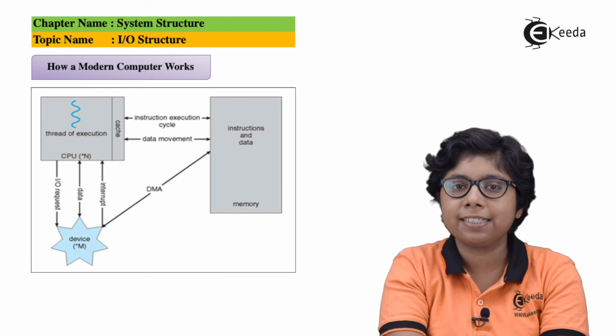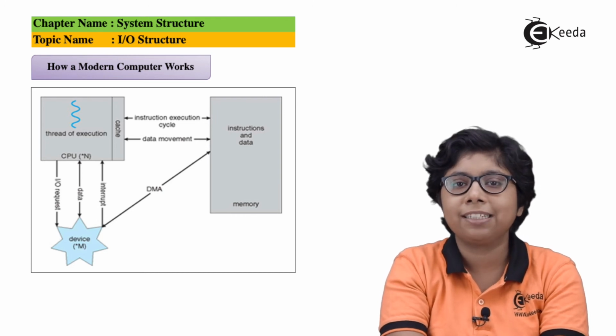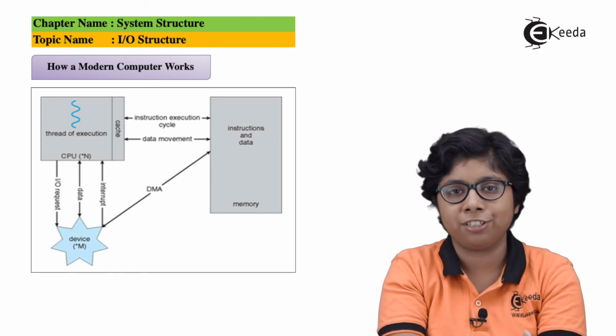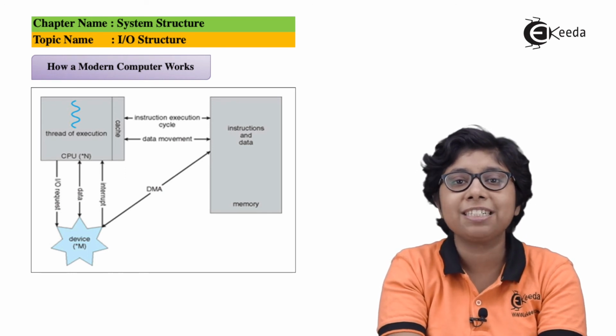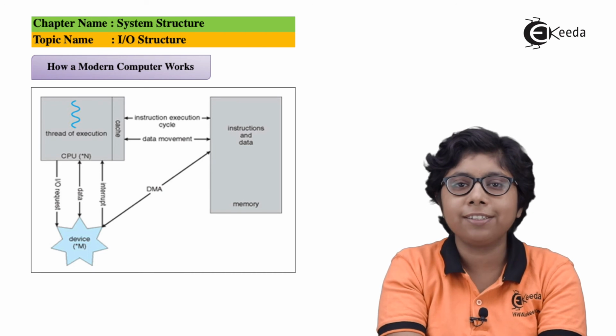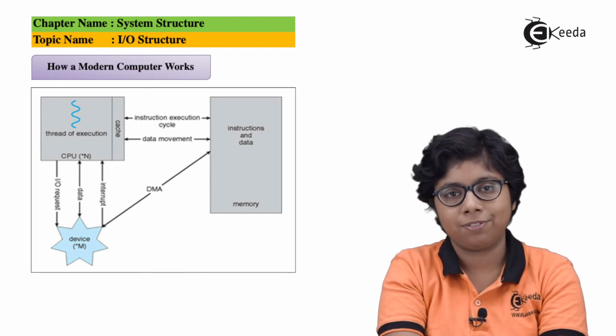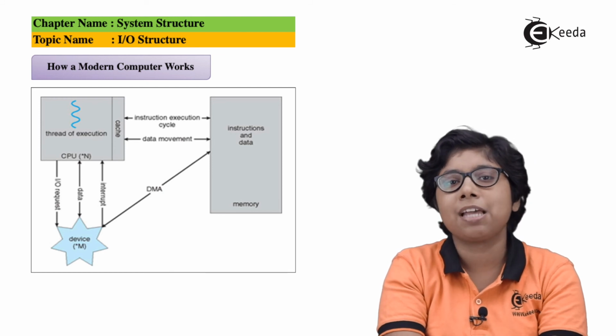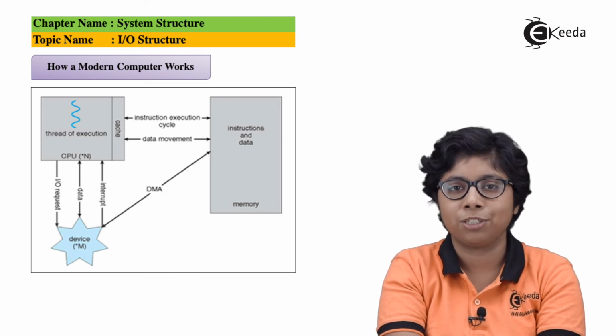Now some high-end systems use a switch structure rather than a bus structure, where all components can talk to each other without competing for the shared cycle on a bus. Here the DMA is even more effective. Now this is how the I/O structure operates. DMA is an effective usage of this I/O structure.